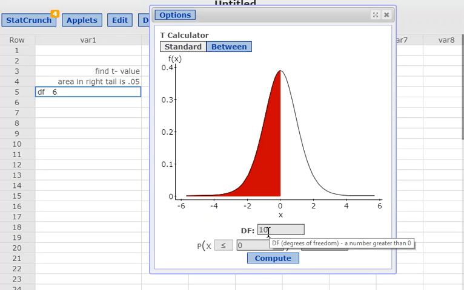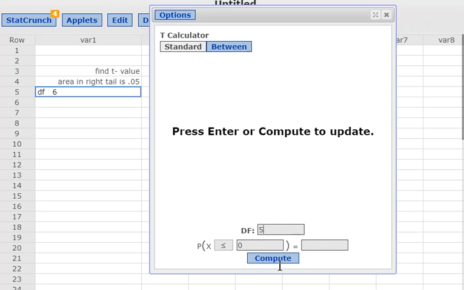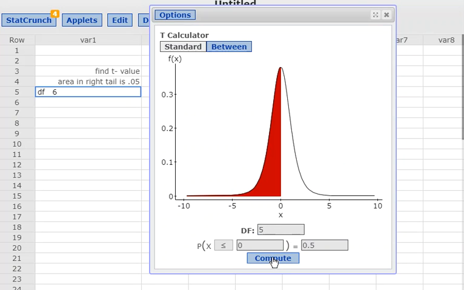So if our degrees of freedom is 10 and I want to find the probability of x being less than 0, this is my t statistic, okay? So let's say that I want to find the area, if my degrees of freedom is 10, let's say my degrees of freedom is 5. Notice when I compute how this changes. So it's still 50% less than 0.